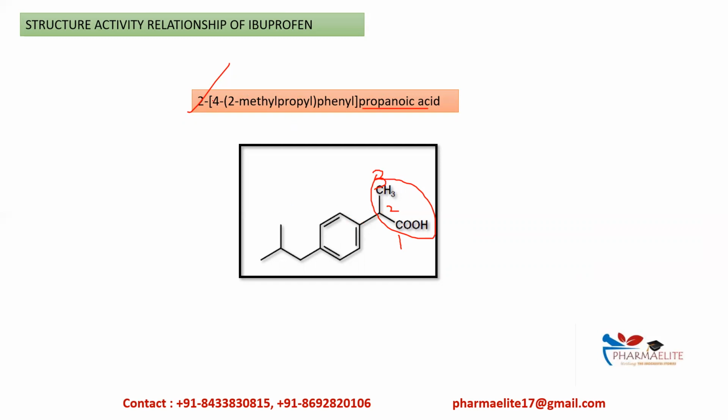Second is phenyl. This is the phenyl group, and at the 4th position of the phenyl, counting 1, 2, 3, and 4, we have a 2-methylpropyl substituent, this particular one. That is 2-methyl, 1, 2, 3, propyl substituent.